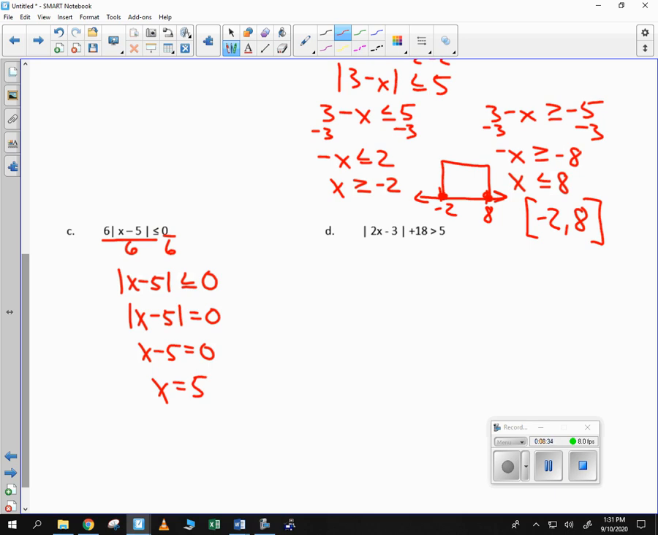If you look at the next one, we start by subtracting 18. We get the absolute value of 2x minus 3 is greater than negative 13. Uh-oh, I have a negative on that side. Can an absolute value be greater than a negative? Yeah, it's always greater than a negative. So therefore, my solution says negative infinity to positive infinity.